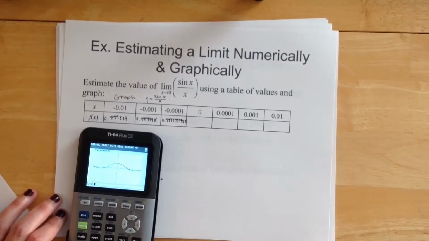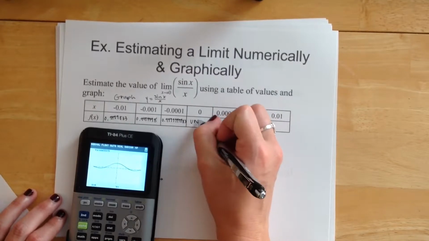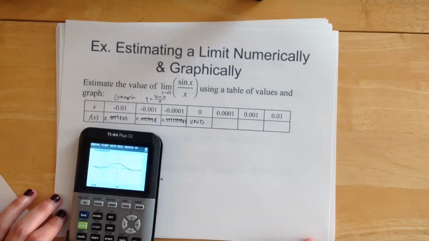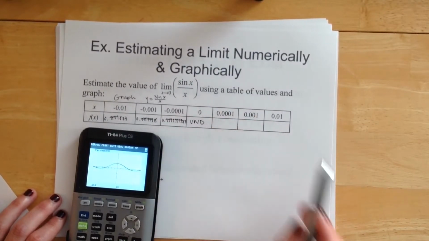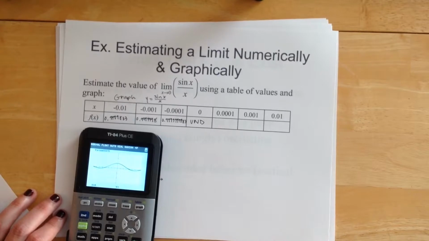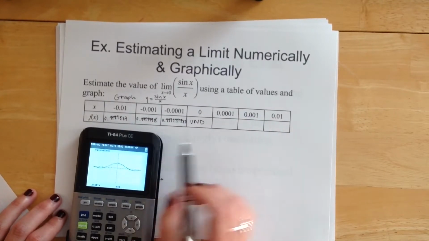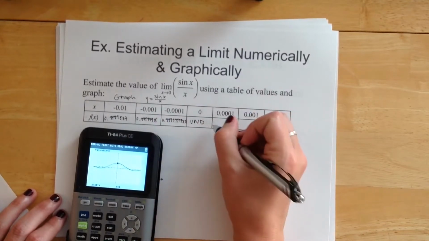If I type in 0, I see y is undefined, and that makes sense, right? Since we have an x in the denominator here. If we substitute 0 in, we would end up with 0 inside the denominator. Okay, 0.0001. Oh, the trace is wrong. So we can see on the graph that it's symmetric about the y-axis, so I can actually just fill in the rest of the table using these other values.